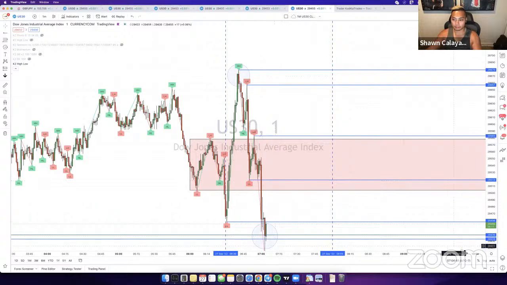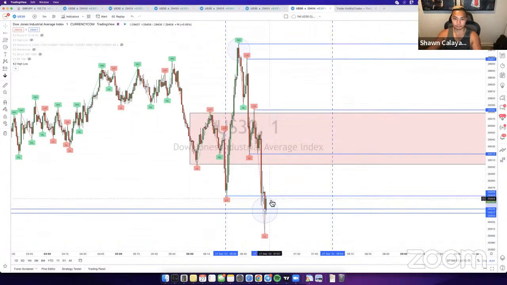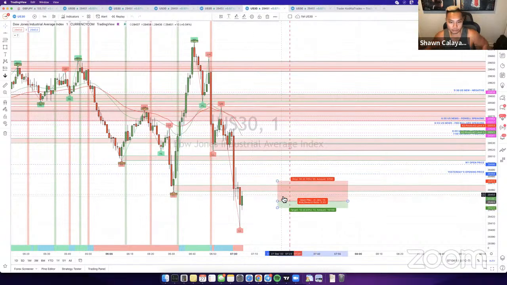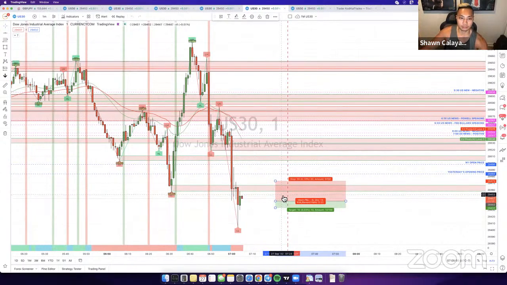So, all right, back to our chart markup. No entry right here. What we're possibly looking for is a wick rejection off the structure and then possible continuation back down, but we don't have that yet. So let's see where this goes moving forward here.